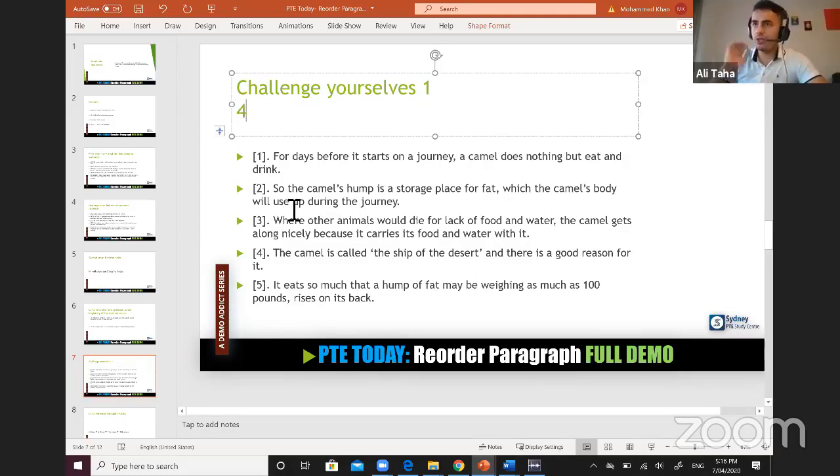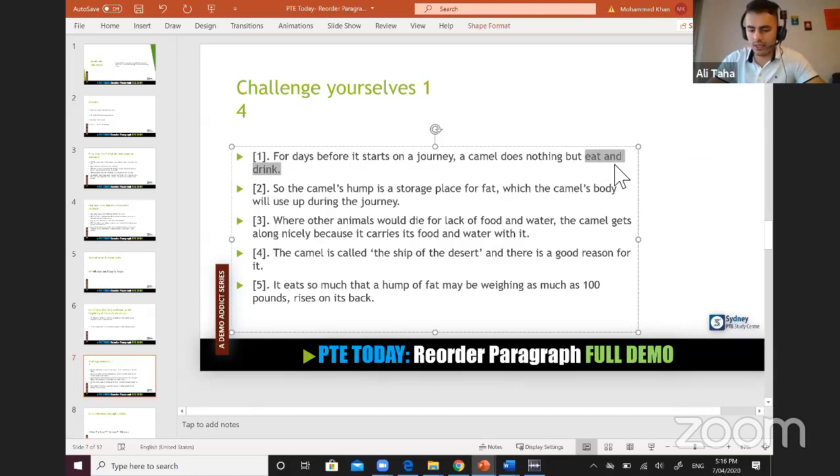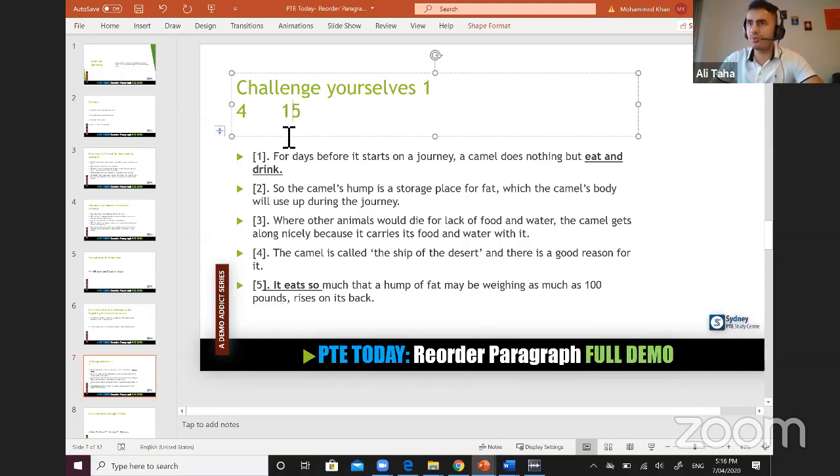Yes, I agree with you. The camel is called the sheep of the desert. So 4 is the independent sentence. I clear it out of the way and put it over there. And as you mentioned, if I want to look for the pairs, I'm going to get 1 and 5 together, because eat and drink, it eats so much. So I can say 1 and 5 come together. I'm going to just put 1, 5 together.